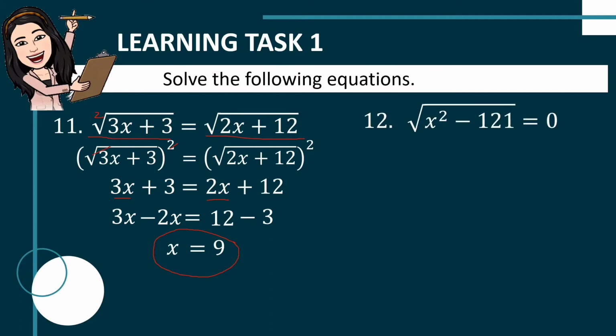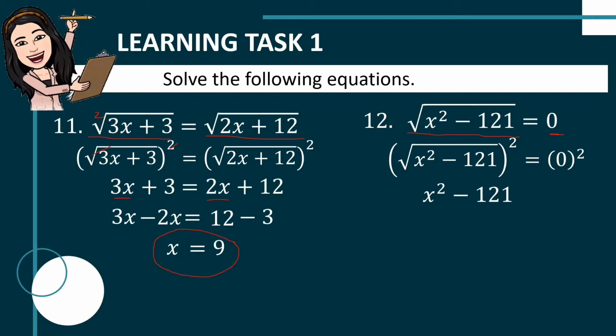Now let's proceed with number 12. At number 12 natin, we have square root of x squared minus 121 is equal to 0. Since we only have two terms, isang square root of x squared minus 121 at saka 0. So here, let us find their squares. Kunin natin ang squares ng parehas. This will become x squared minus 121. And then 0 squared is equal to 0. Here, ang resulted equation natin ay x squared minus 121 equal to 0.